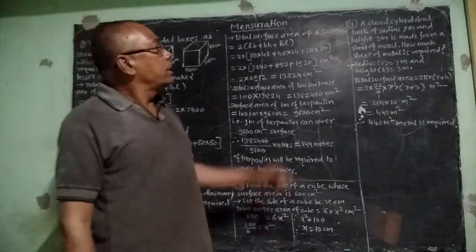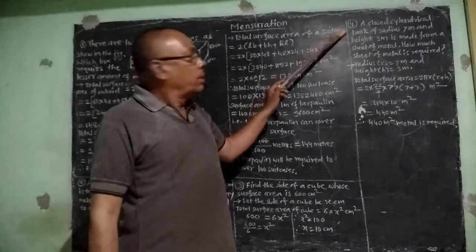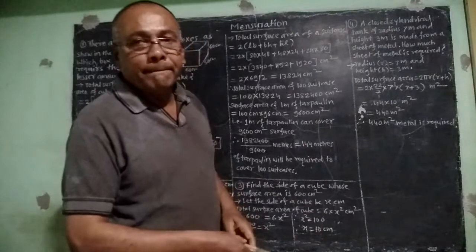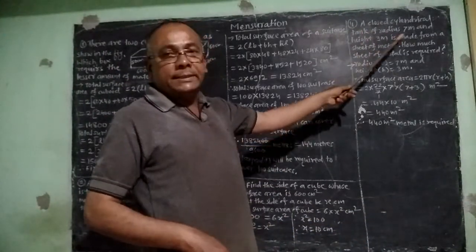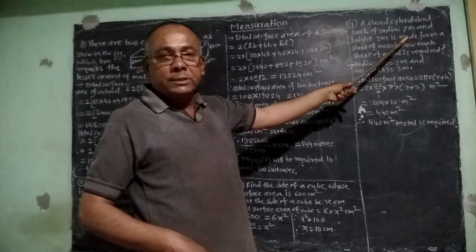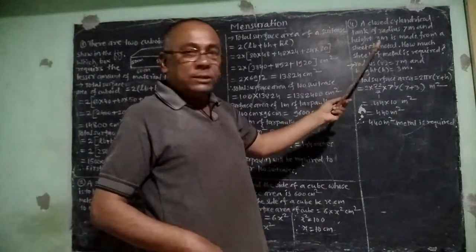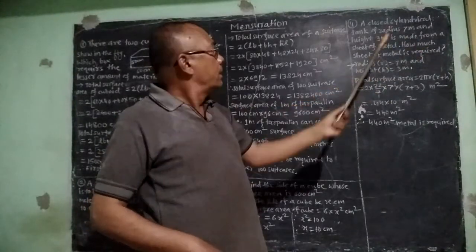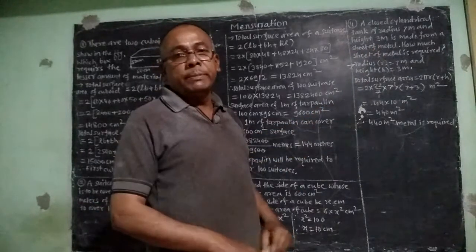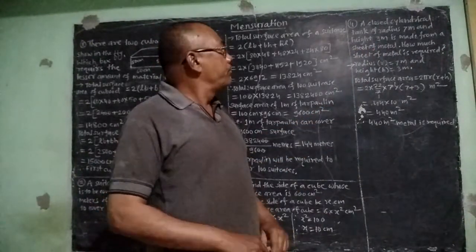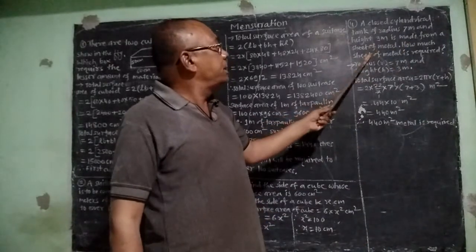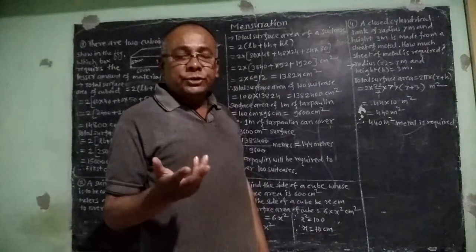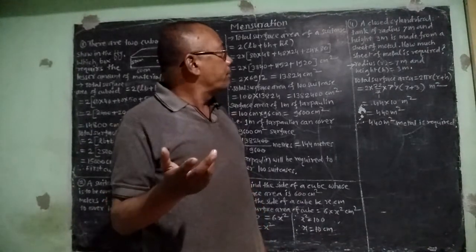Now there is one more example. A closed cylindrical tank of radius 7 meter and height 3 meter is made from a sheet of metal. How much sheet of metal is required? Again we have to find how much sheet of metal.